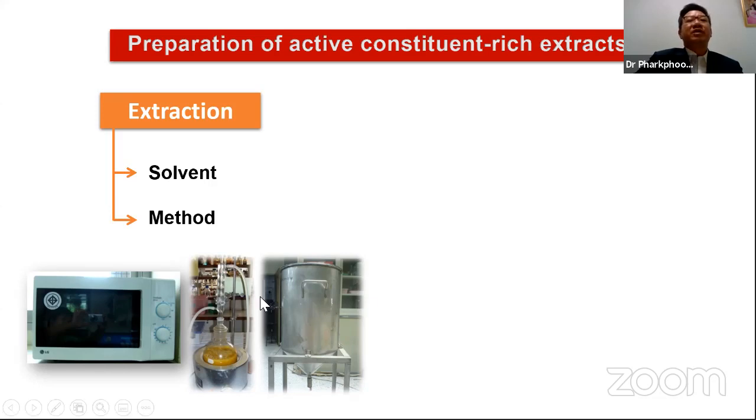So between the two methods, it depends on the property of your compound. Whether it can be dissolved more when you use heat or not, or whether it may be decomposed at high temperature or not. This is the criterion for the selection. Or if you would like to save solvent for extraction, you may use a heat accelerated extraction method, for example, reflux or Soxhlet apparatus.